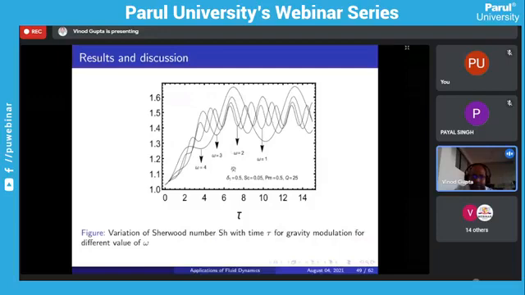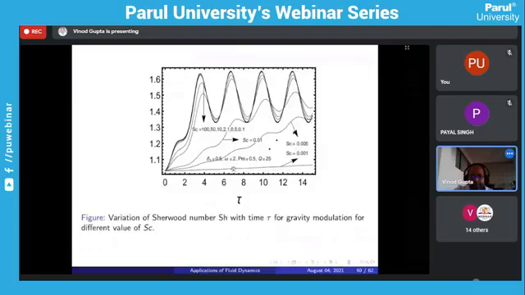Next, this is the Smith number. When we increase the value of the Smith number, again the mass transport increases. So it will also destabilize the system. And all of the graphs are computed on Mathematica.